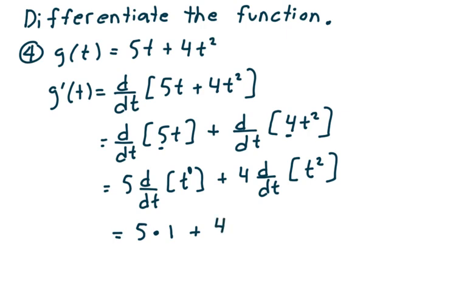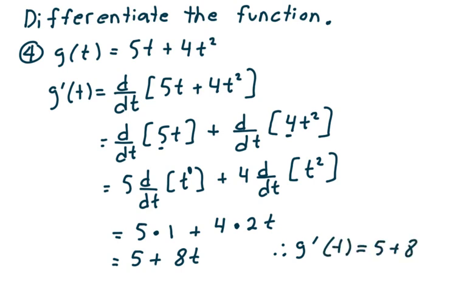So this is 4 times 2t. In this case, n is 2. And so this is 5 plus 8t. 4 times 2 is 8, right? And so therefore, g prime of t is equal to 5 plus 8t. So this is one where I applied the derivative rules all the way through, the whole time.